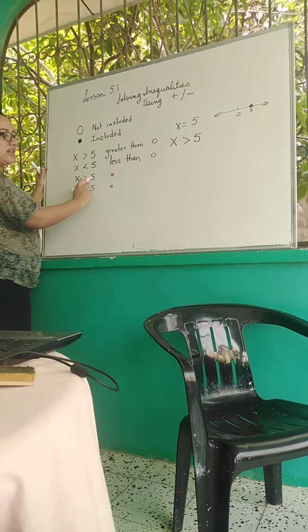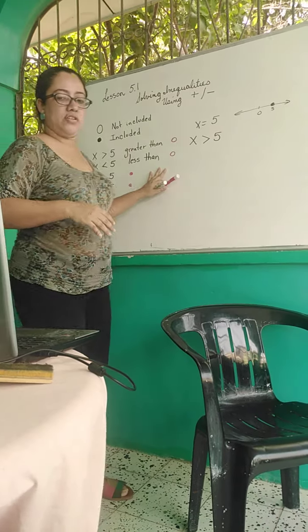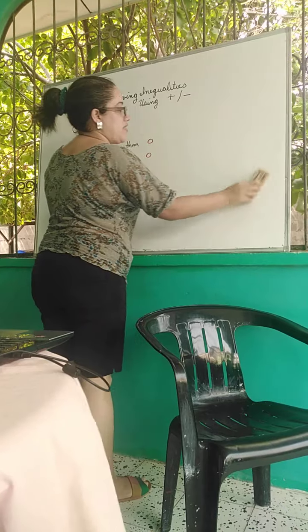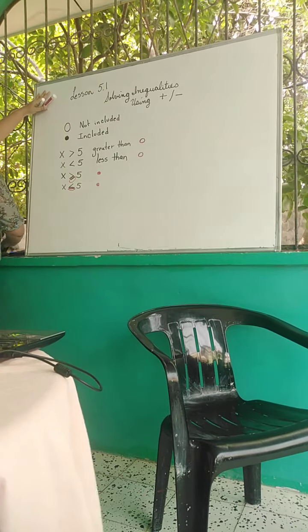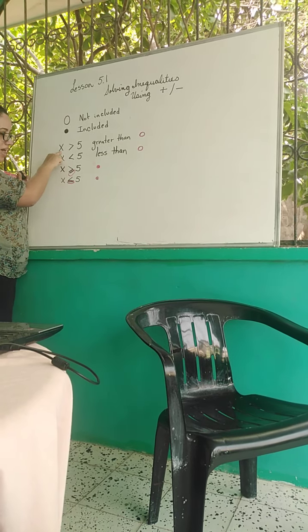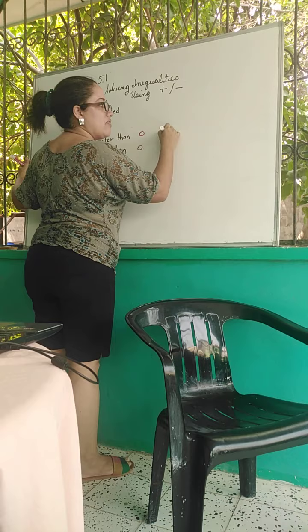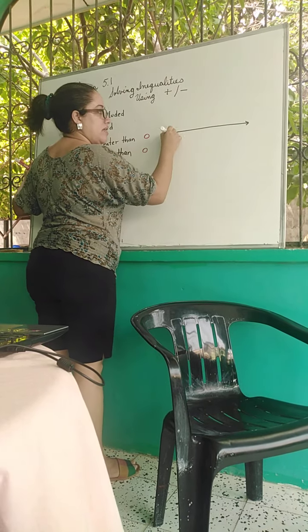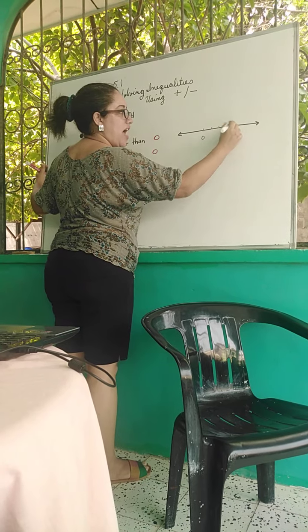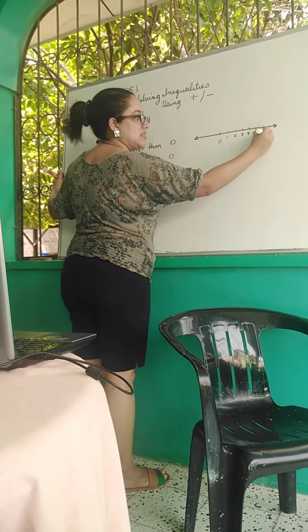Okay, so now let's graph these 4 exercises, in order for us to see them. The first one says that the number, this x, is bigger than 5. So we have the number line. We have a 0, 1, 2, 3, 4, 5, and 6.